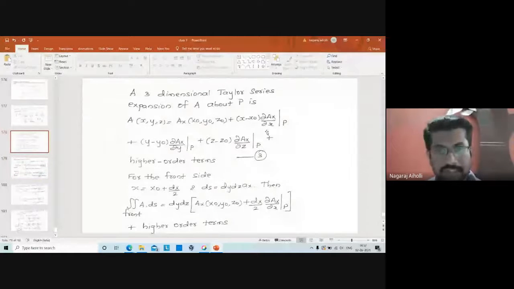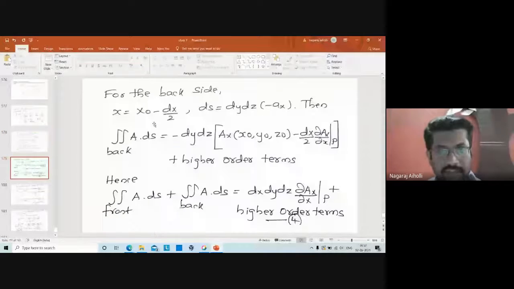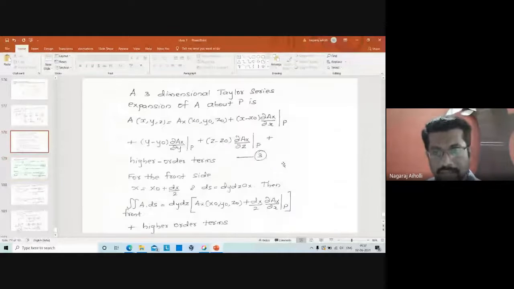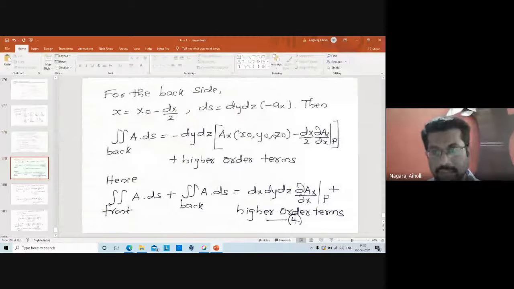Now let us see what x minus x naught is. X is equal to x naught minus dx by 2. If I take x naught to the LHS, it will be minus x naught. So x minus x naught will be minus dx by 2. Write it: x minus x naught will be minus dx by 2 into dou ax by dou x. It is minus dx by 2 into dou ax by dou x at the point P, plus the higher order terms.